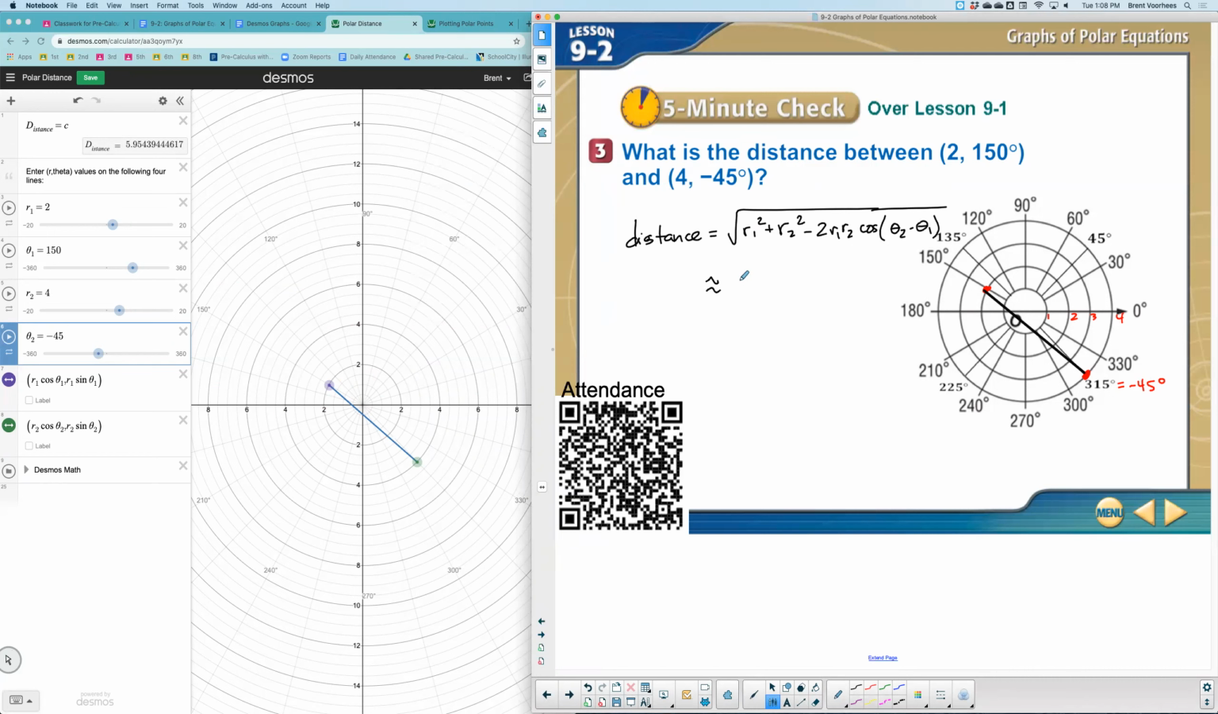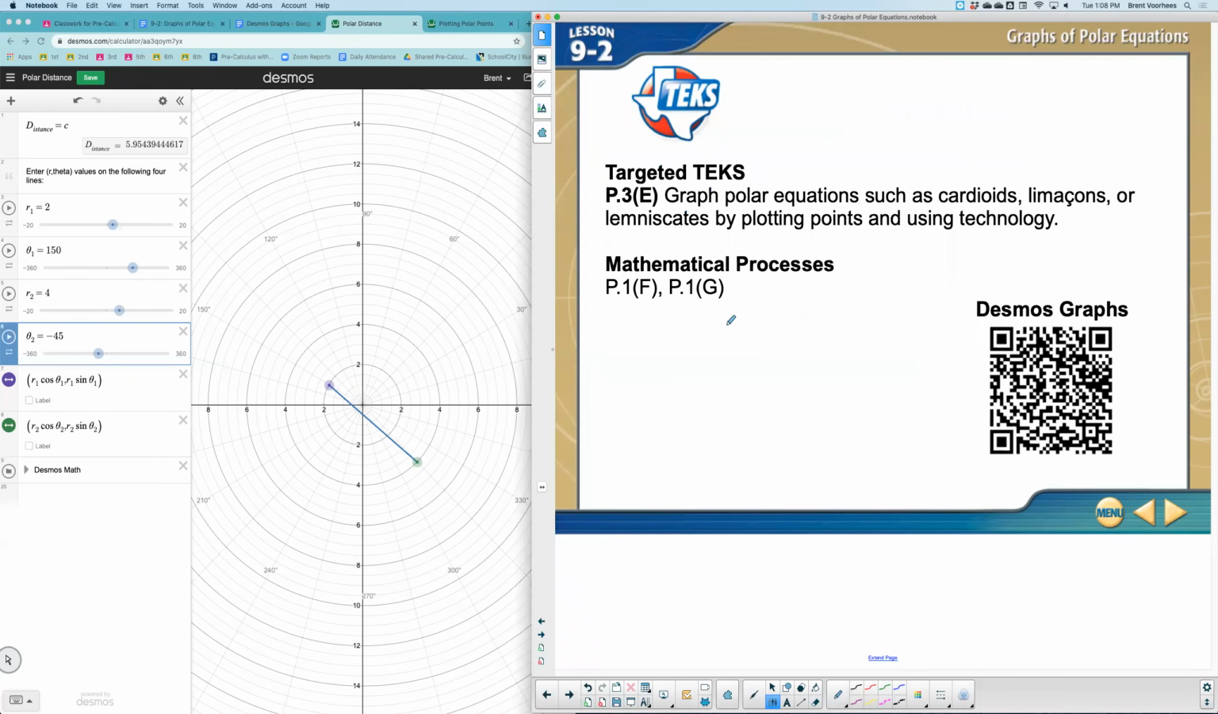Now they don't have units here, but since it's distance, I'll just say 5.95 units. All right, with that, we're going to take a look at some graphs of polar equations.